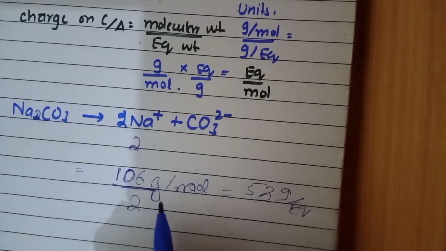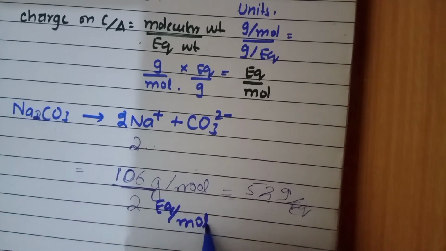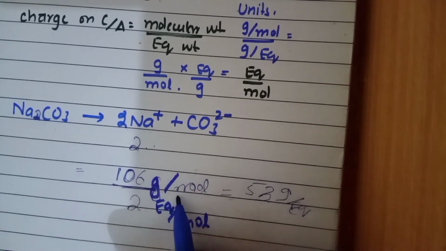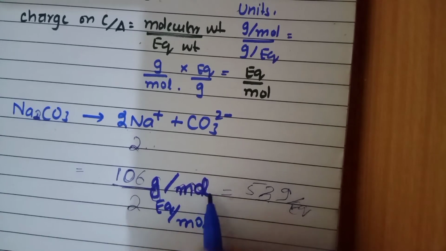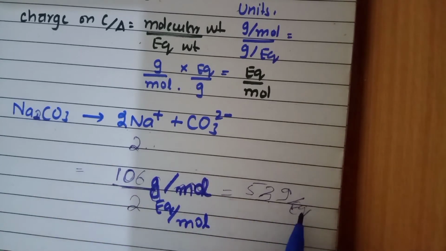Adding this, the charge we found over here is equivalent per mole. Mass is gram per mole. So automatically the unit of equivalent weight is gram per equivalent.